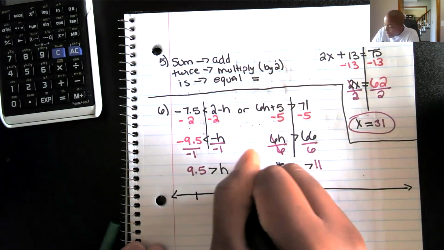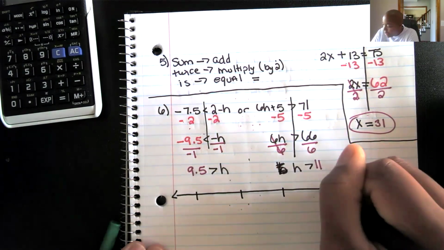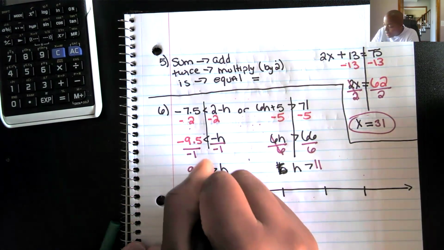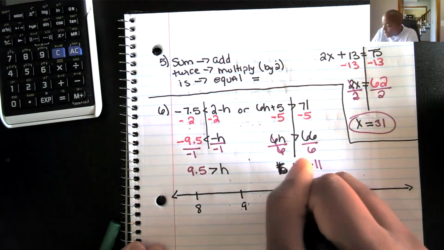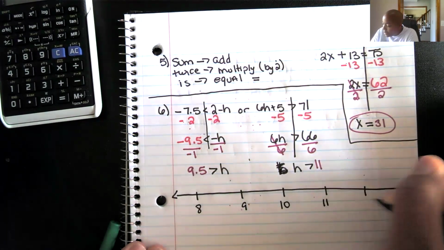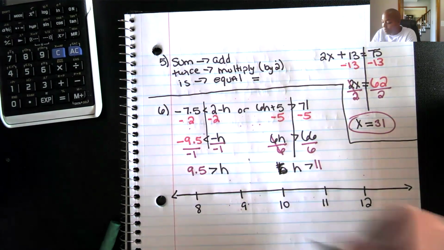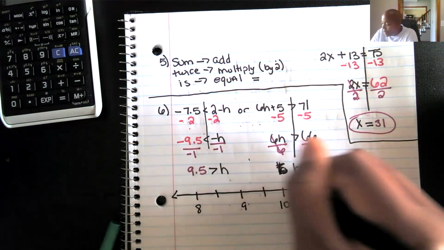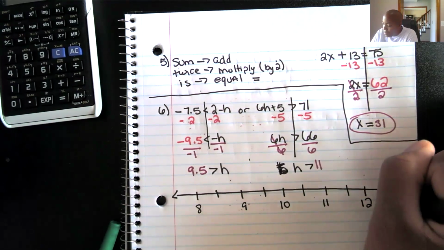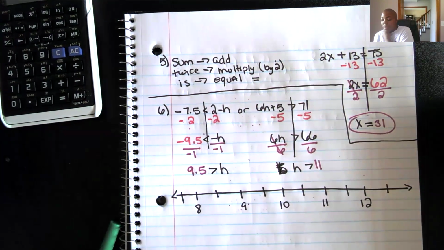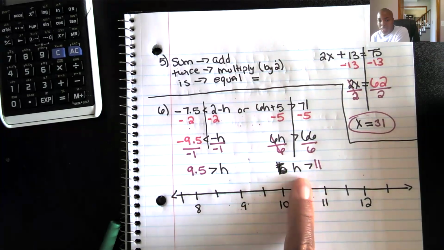So 8, 9, 10, 11, 12. I like to leave a lot of space. Just makes it easier to write. And I'm going to do the half marks in the middle to make our life a little bit easier. Okay, first one. This one's easier to handle, I think.